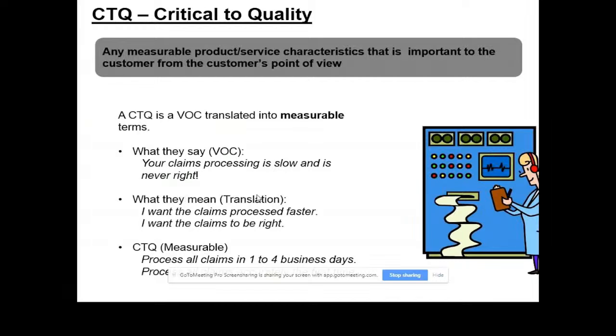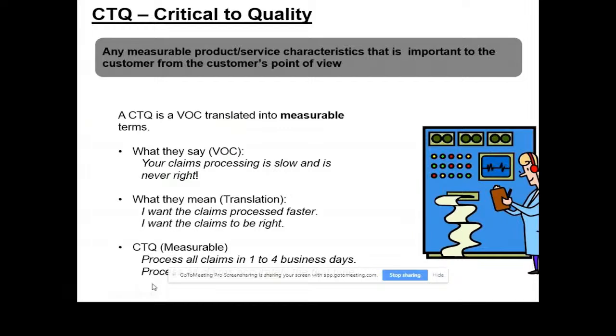It is still not a CTQ. Faster can mean anything. It can mean faster by 1 second, faster by 1 day, or faster by probably 1 hour, anything, right? So unless I assign a number to it, it doesn't become a CTQ. It doesn't become something that I can measure. In the same example, if you see process all the claims in 1 to 4 business days, bingo, I have the CTQ now. For any claim I can say whether I have met the CTQ for this particular claim or not, because now I can measure it.